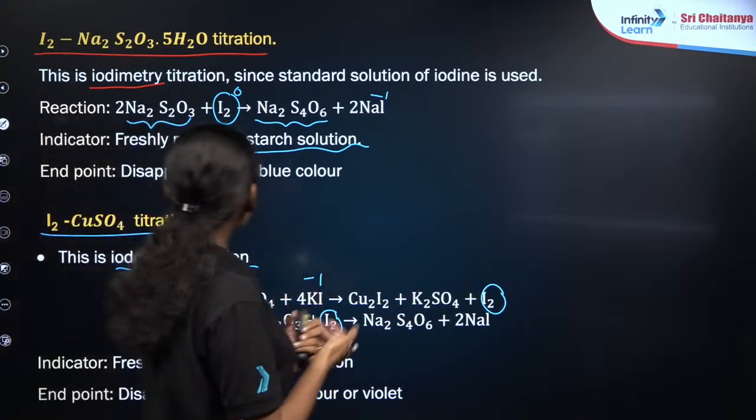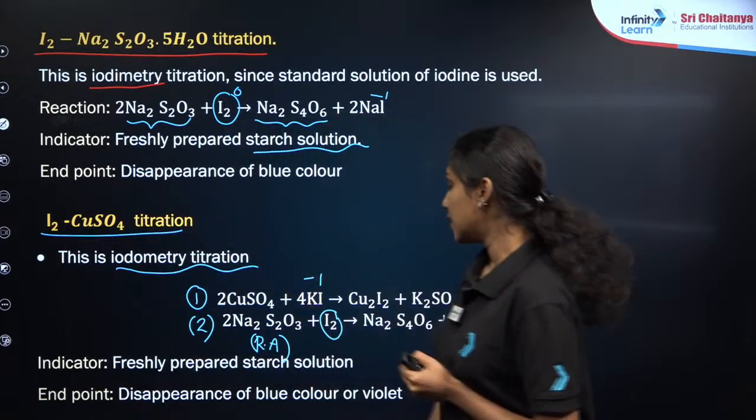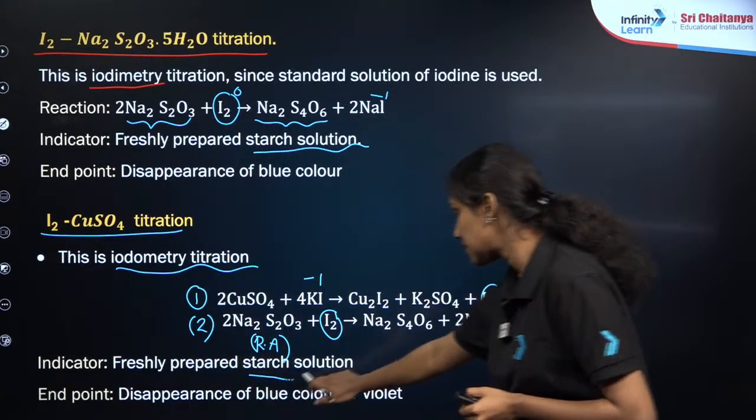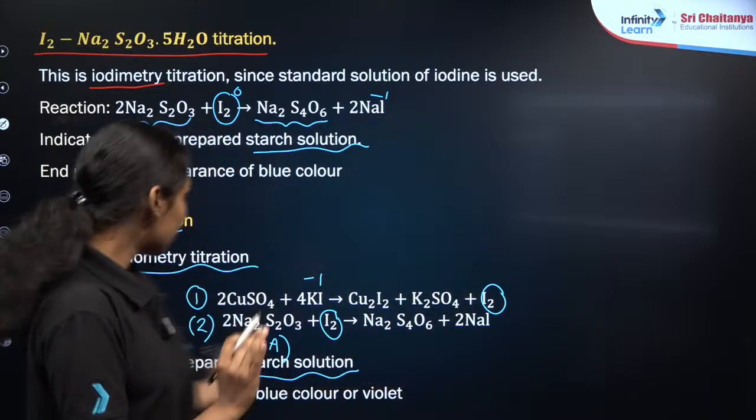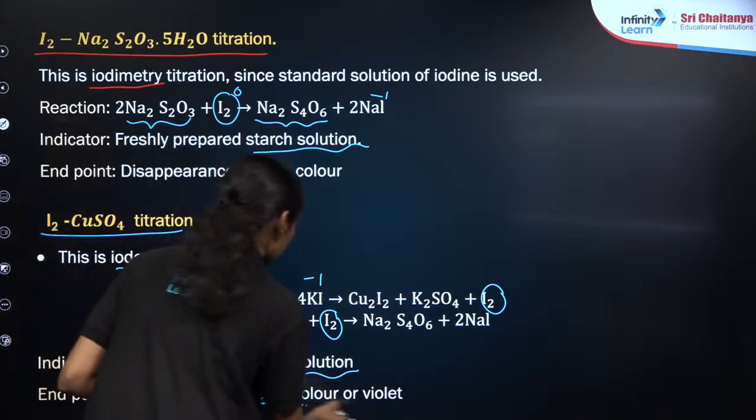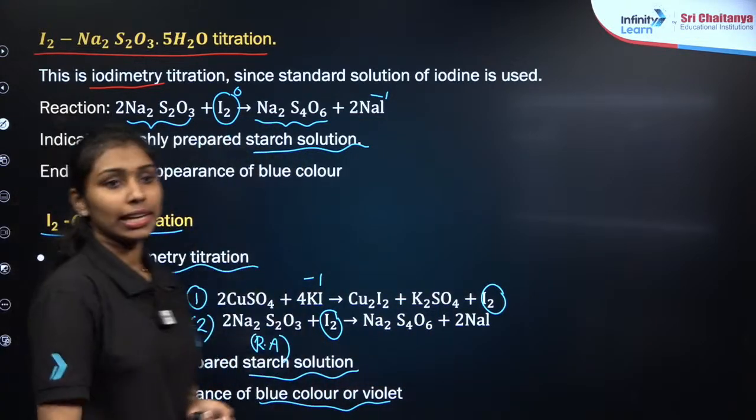As in the case of iodimetry, I have already mentioned that freshly prepared starch solution is taken as the indicator, and towards the end of the titration, the blue color disappears. Clear?